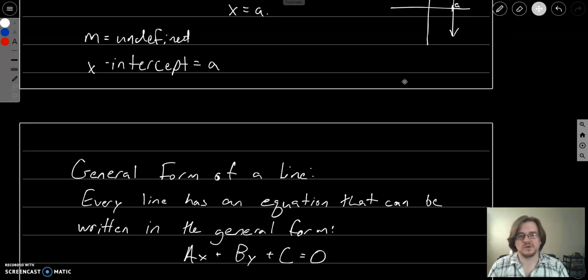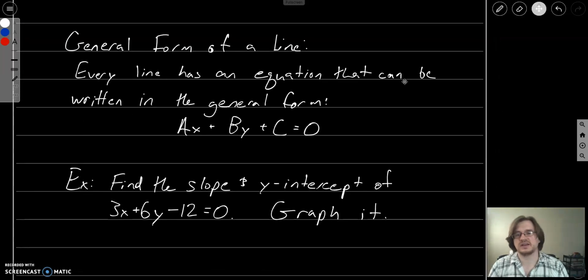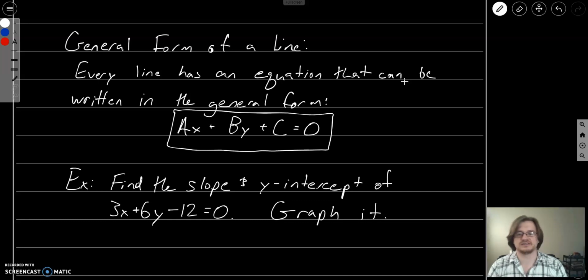So we have equations for vertical lines, horizontal lines. We have slope, point-slope form and slope-intercept form. It turns out we can always write every equation of a line like this: something times x plus something times y plus some number, so just a constant, and we can just set all that equal to 0. So every line can be written like this. So what we'll do is we'll start with a line that looks like this in an example, and we'll graph it and we'll learn about it.